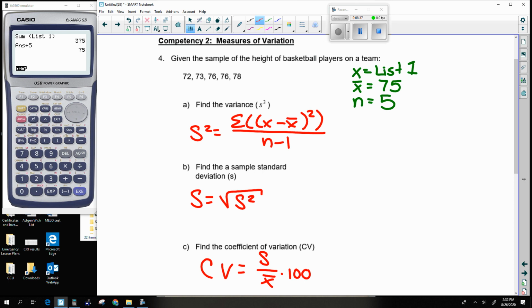So now I can just kind of plug and chug into this formula. I'm going to get a top answer, bottom answer, and then divide the two. So the sum, open, x minus x bar, close, squared. So the top number is 24. Bottom number is 4. So this is 6.